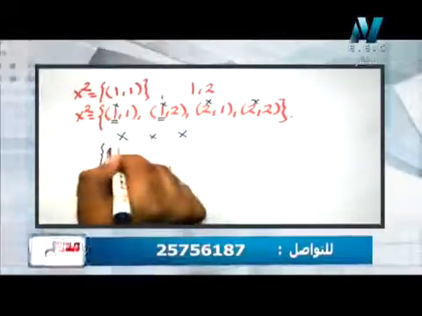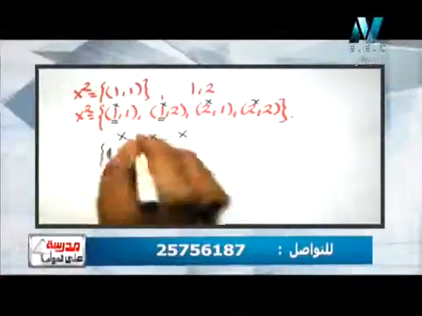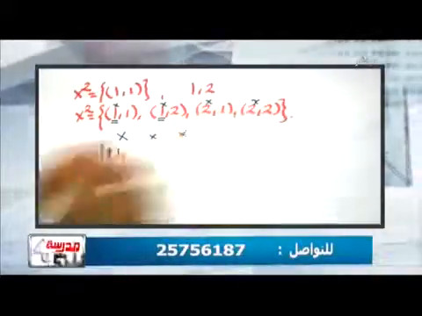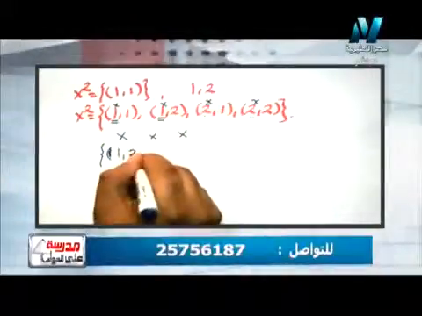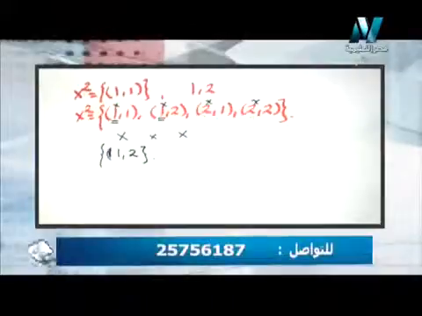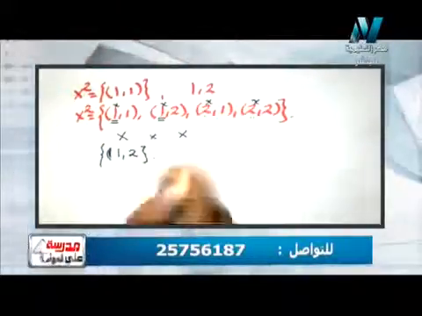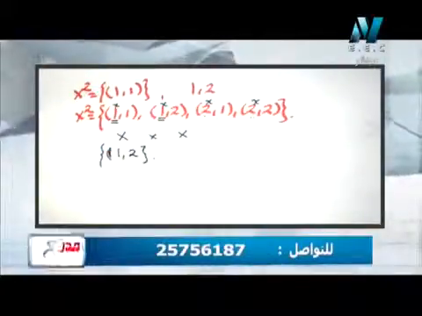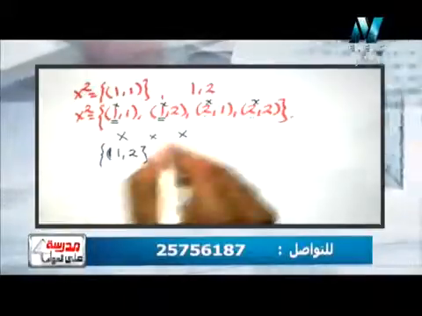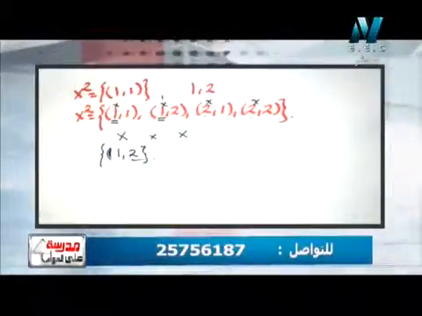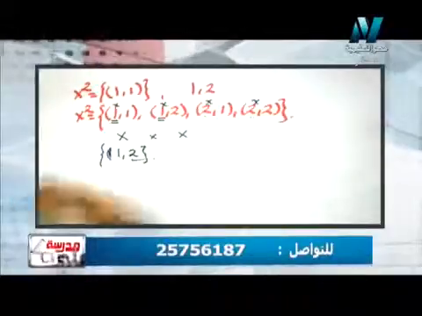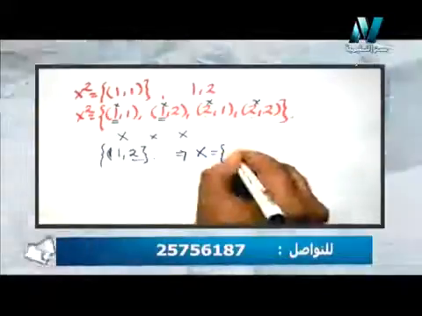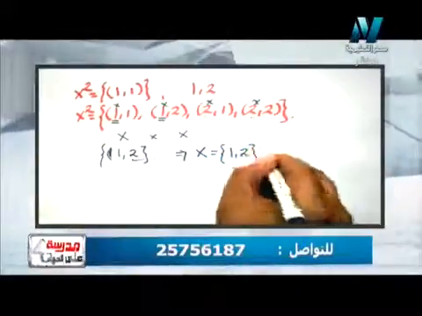1 is repeated, so just write only 1. But what about the second element? 2 is repeated twice, so we just write 1 element, because repeating elements in a set is not allowed. When I say 1, just write only 1, I won't write 1 twice. 2 and 2, just write only 1 element, which represents 2. So I can say here X finally equals the set of elements 1 and 2.